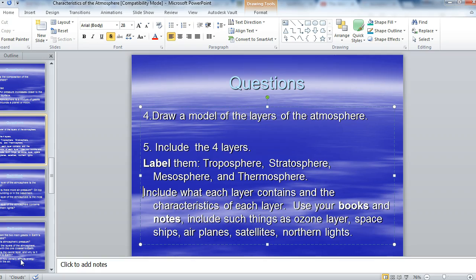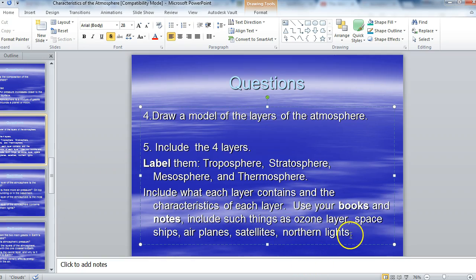What I want you to do next on your piece of paper is go ahead and draw a model of those layers. We just saw the dude over there go through his model. I want you to include the 4 layers that we've talked about: troposphere, strato, meso, and thermosphere. And then I want you to include in that diagram, in that model, a few characteristics of each of those layers. You can use your book if you want. You can use the notes. You can go back in the video, whatever sources you want. But I want to know, what's going on? What are some characteristics? Where's the ozone layer? Where might I find spaceships or airplanes or whatever?